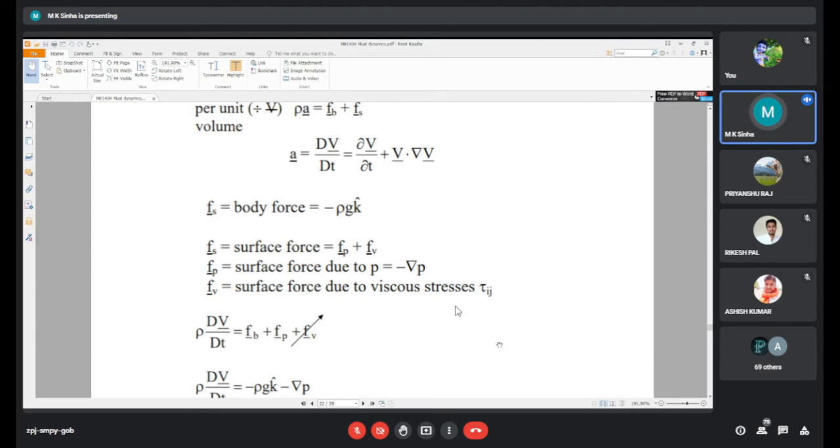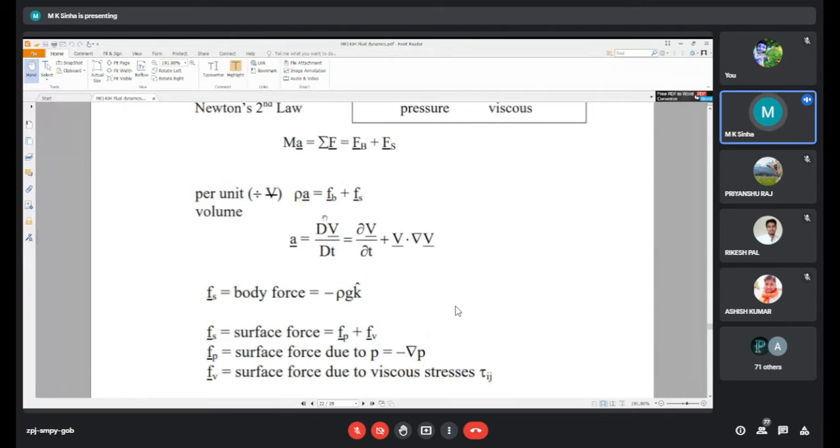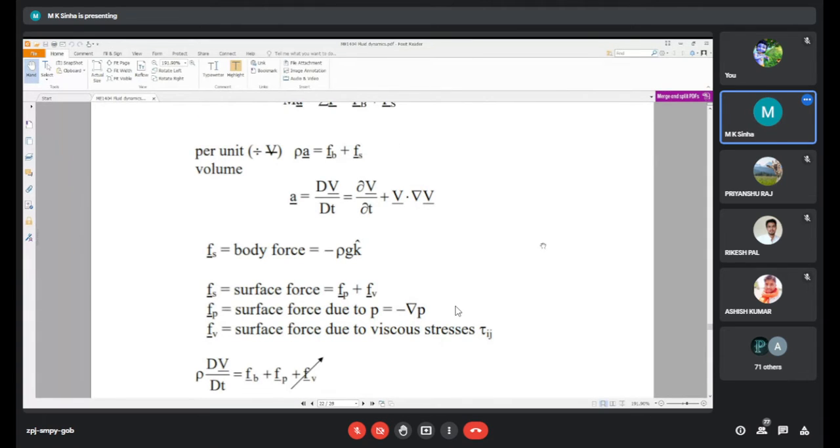So here let us see rho. This term, rho times dV/dt, that is rho times a, equals f_v plus f_s. It is per unit volume, which is why it is written as small body force and small surface force. And here rho times acceleration, that is the material derivative dV/dt, equals the body force plus pressure force plus viscous force.